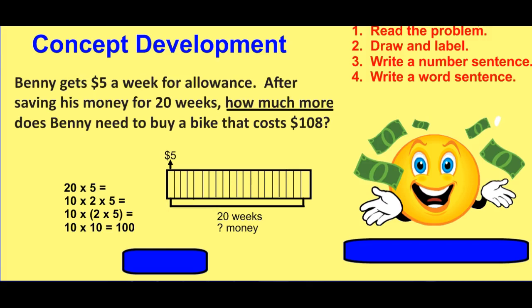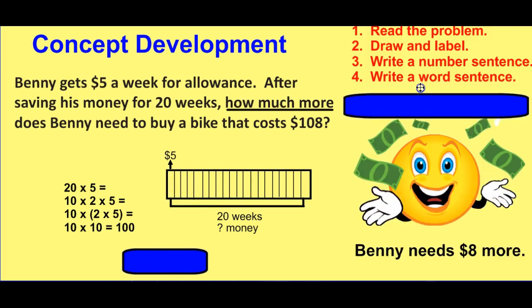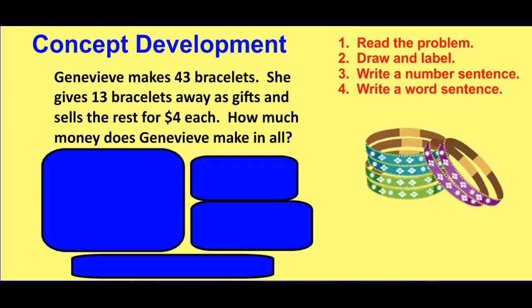And I think that that is something that you could do mentally in your head without having to work it out. So solve that equation to see how much more money Benny needs to buy the bike. And I want you to write the answer to this problem in a sentence on your board and push play whenever you're ready to check it. So Benny needs $8 more. Okay, moving on to the next problem.